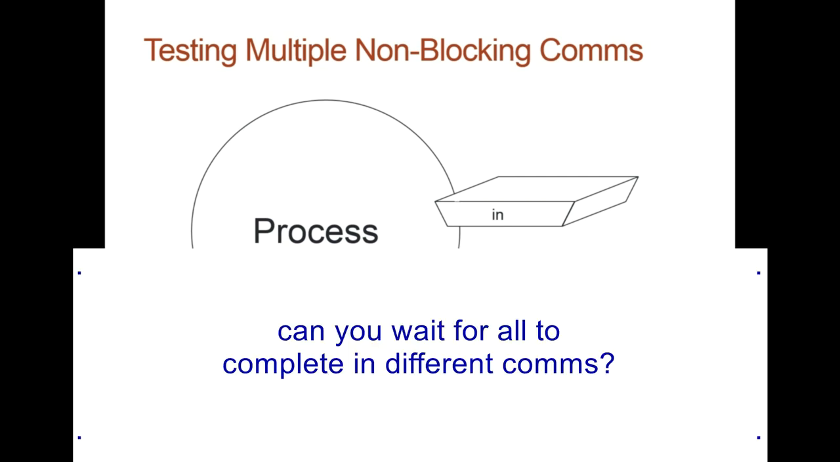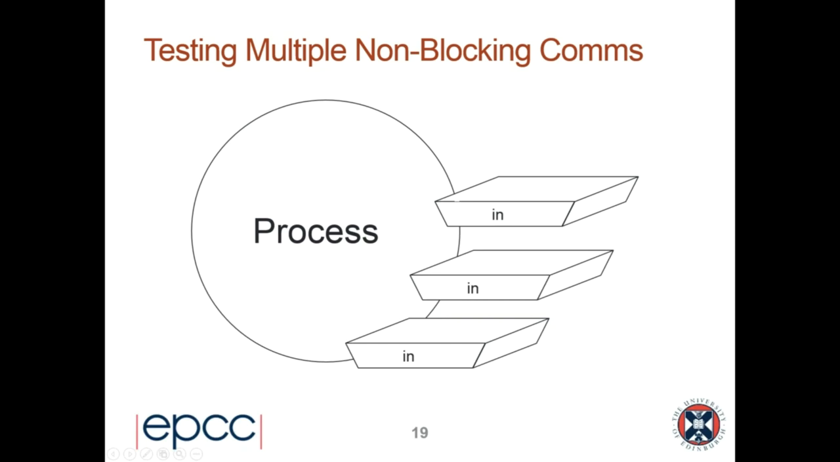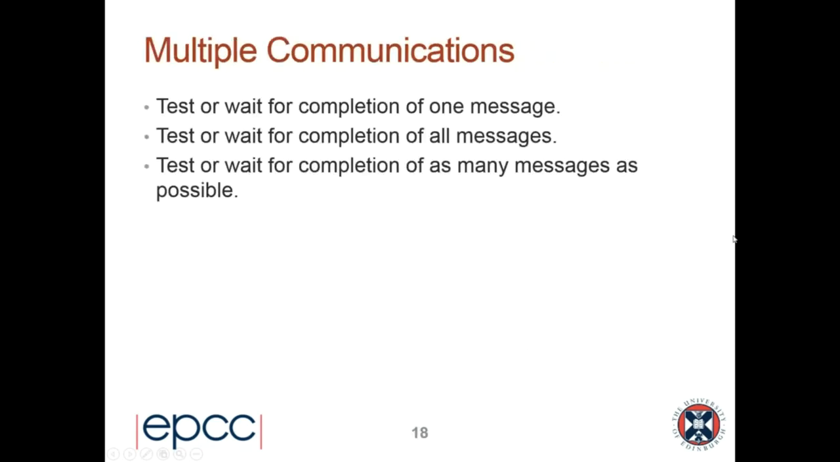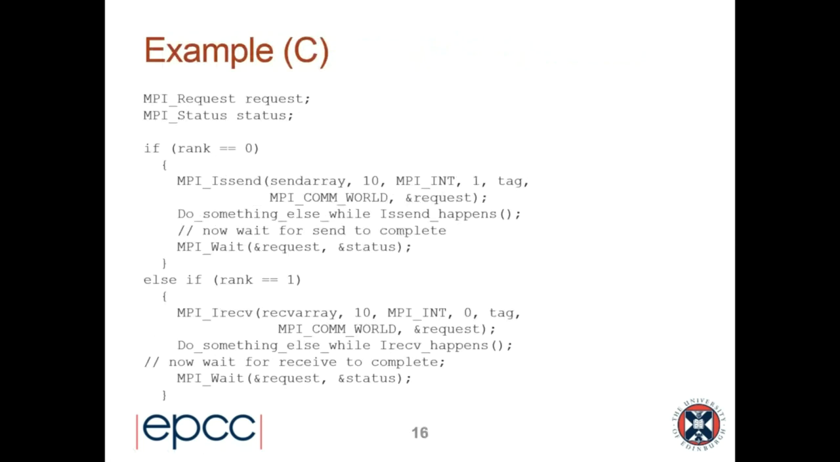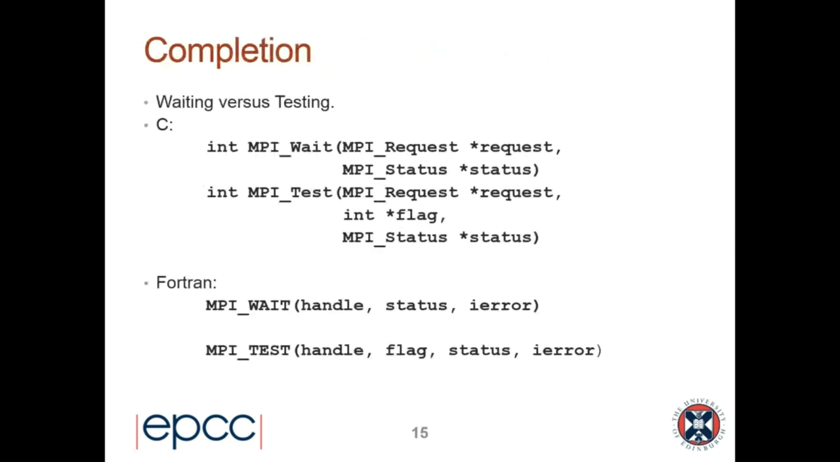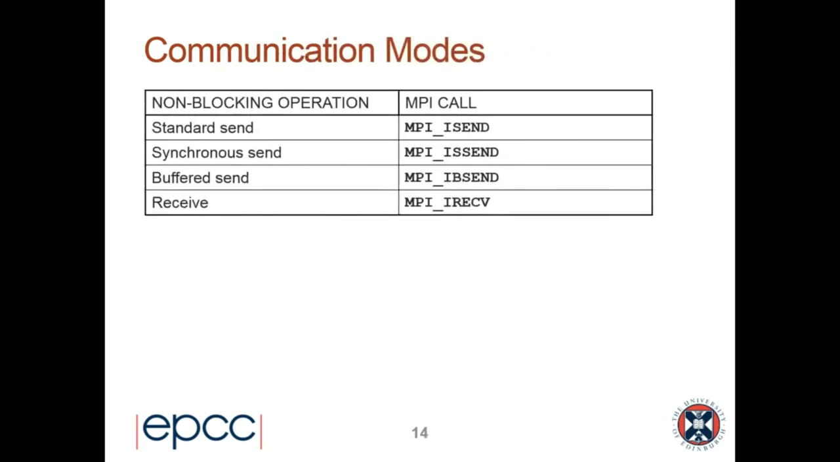Can you wait for all on completely different communicators? So a single wait call applies to a single communicator? If you look at the prototype, MPI wait or MPI test, you can. That's a good question. I've never done that, but yes, you can.